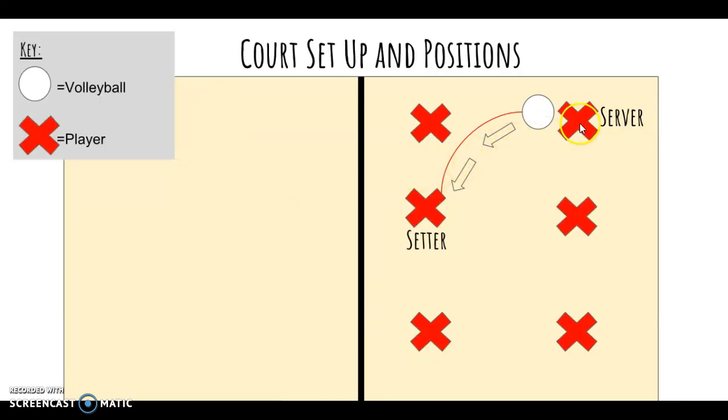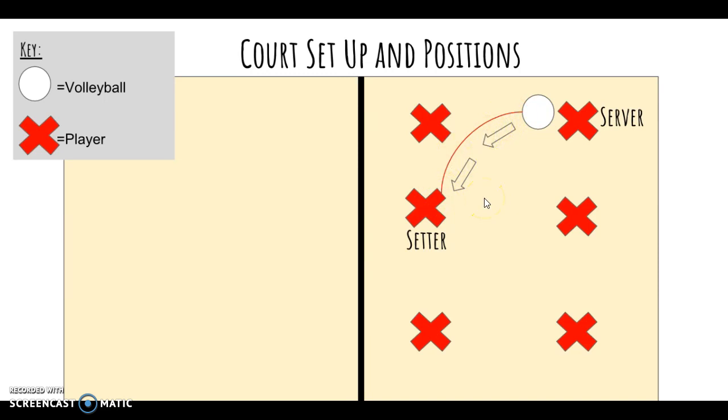The back right person is always the server. Okay, so over here, this is the back left. This person's not the server. The back right person would be the server. So if we go to the other side of the court, this would be the back right if you're facing the net. The server always serves the ball to the setter.